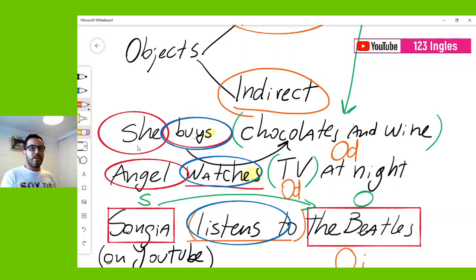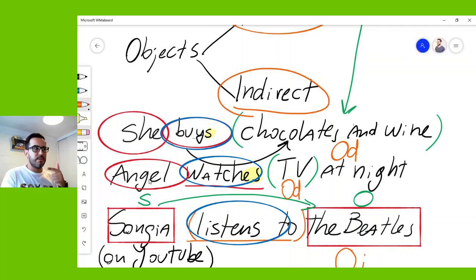She is the subject. Angel is the subject. Songia is the subject. Here we have three different sentences, three different events. In the first sentence, she buys. She uses money to buy something, and she buys chocolates and wine.